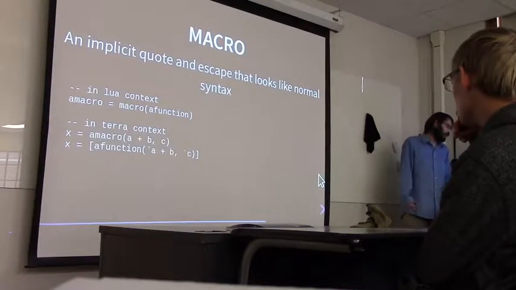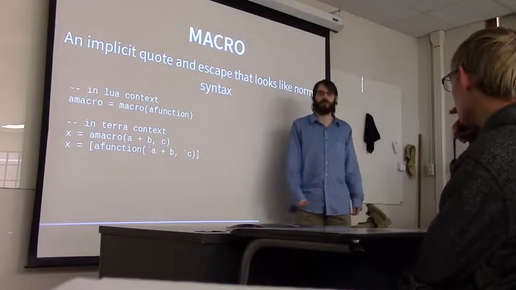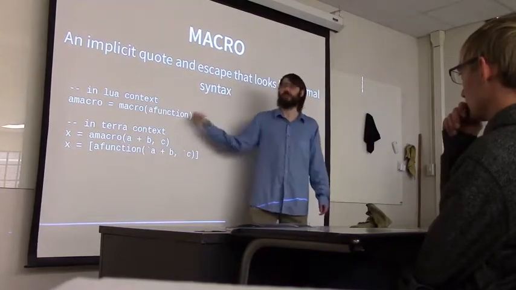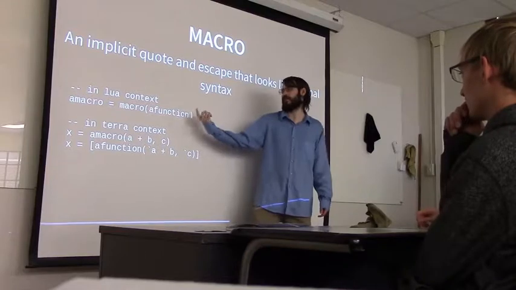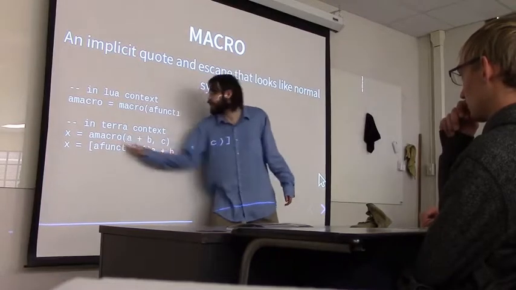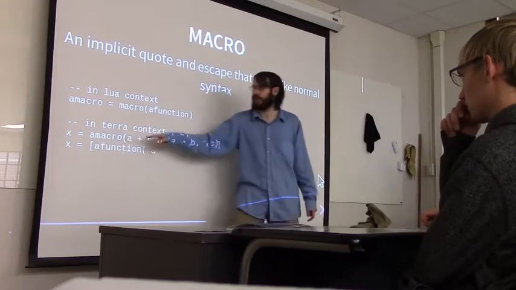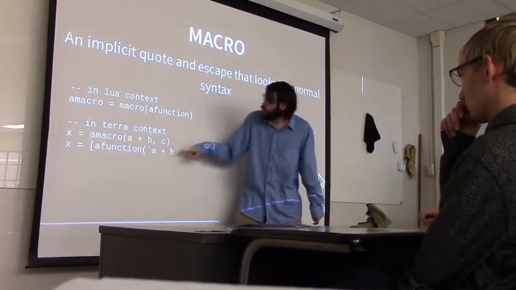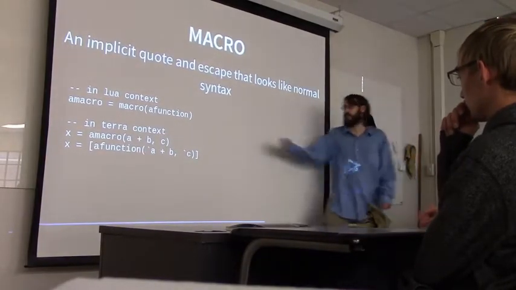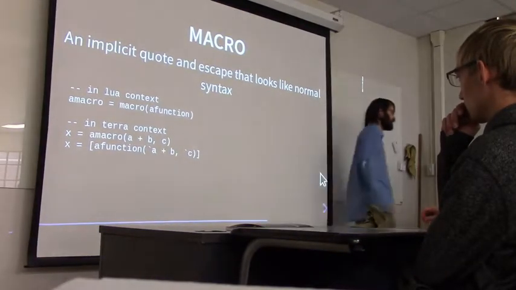And macros. A macro is an implicit quote and escape that just blends into normal syntax. You can create a macro by calling the function macro on any function that accepts ASTs as arguments and returns an AST. And then you can just use it in Terra like a function. This is syntactically equivalent to splicing in the result of calling the function that the macro is wrapped around with the ASTs of its arguments passed in as arguments. So it just saves a little bit of typing and blends in easier. Nice and convenient, not too hard.